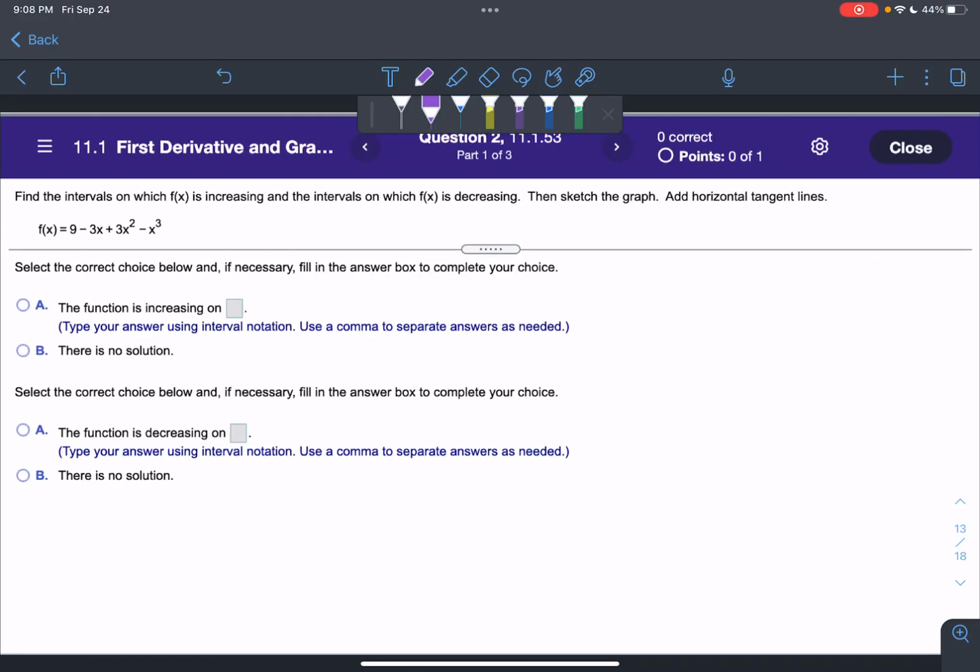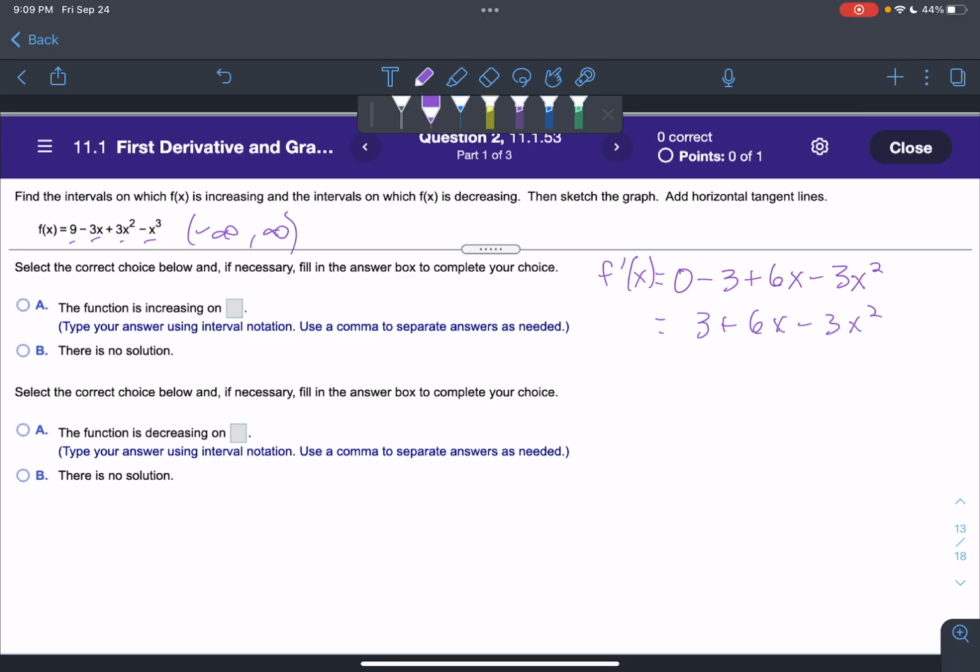Okay, so now in this problem, we want to do the same thing. Now we have a cubic function, so it's still a polynomial, so our domain is all real numbers, which is good. So again, let's take the derivative first, because we'll need it. F prime of x: the derivative of 9 is 0, minus 3, plus 6x minus 3x squared. I just took the derivatives of each individual term. So this is 3 plus 6x minus 3x squared.